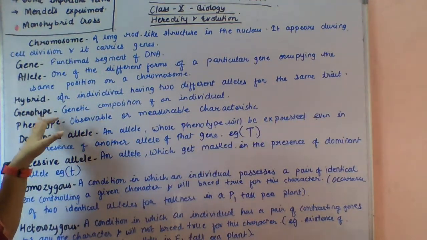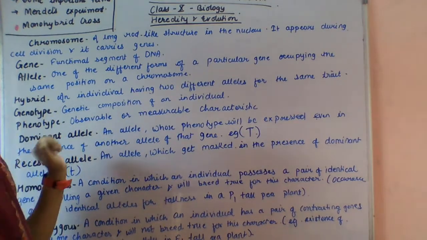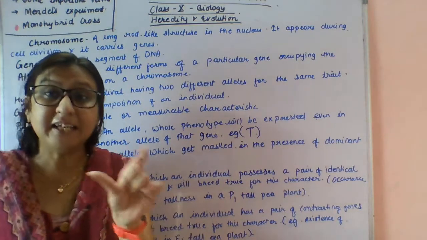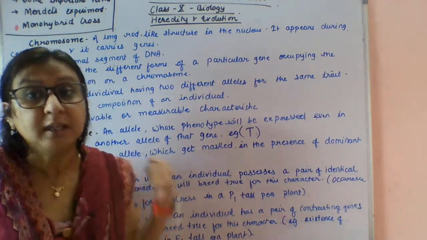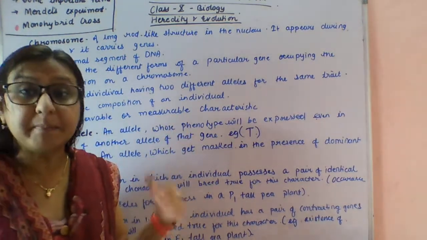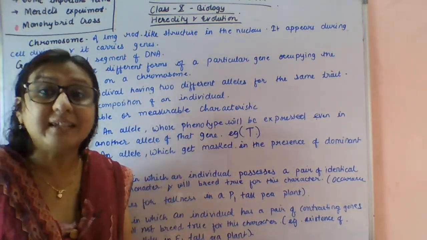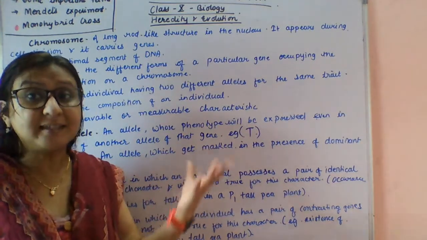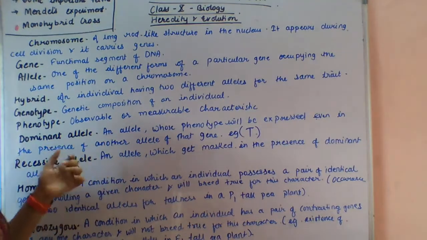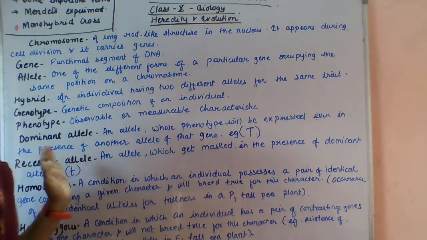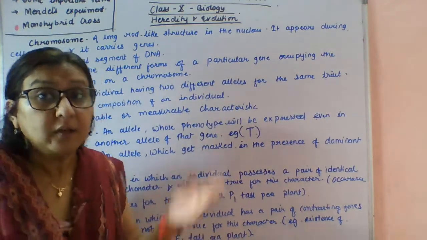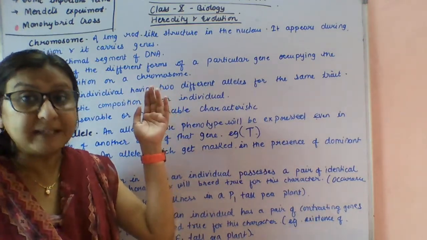Next is genotype. Genotype means the genetic composition of an individual. Genotype, the name itself says genetic composition. Next is phenotype. Phenotype is the observable or measurable characteristics, the physical characteristics that you can see, you can observe, you can measure, and that is the phenotype. Next is dominant allele and recessive allele.